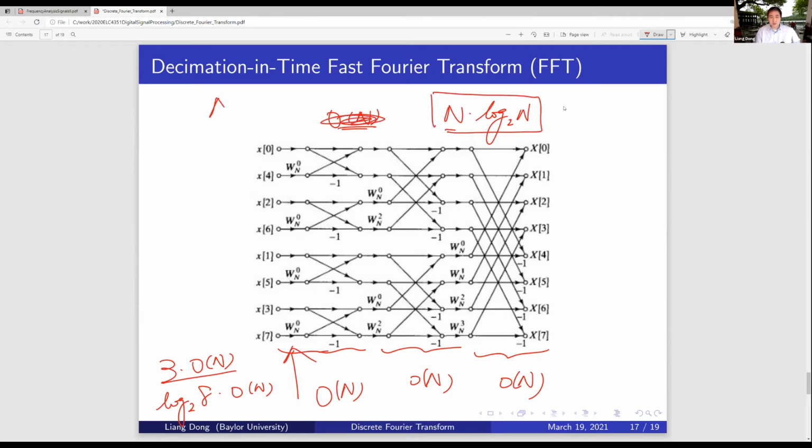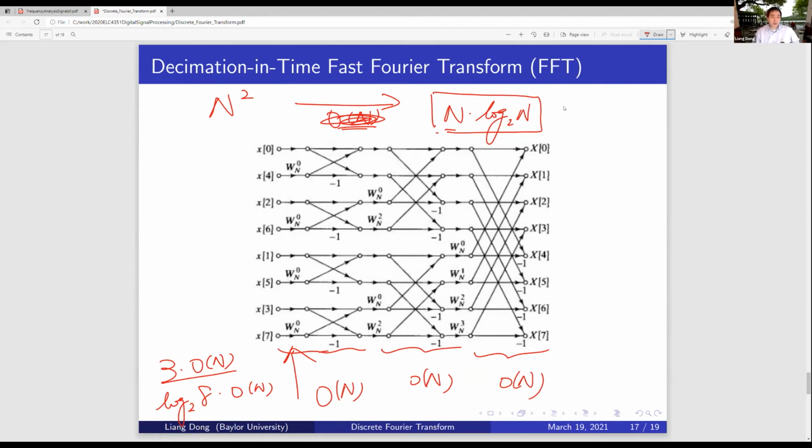It's reduced down from N squared, my original discrete Fourier transform DFT, to N times log base 2 of N for the FFT. So we reduce the complexity a great deal if N is quite large. So we got this very simple structure, and we don't have too much computation.